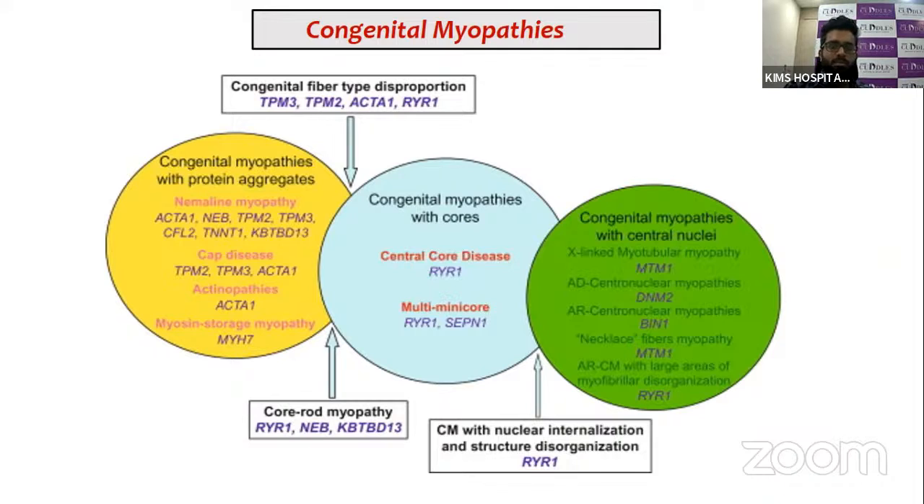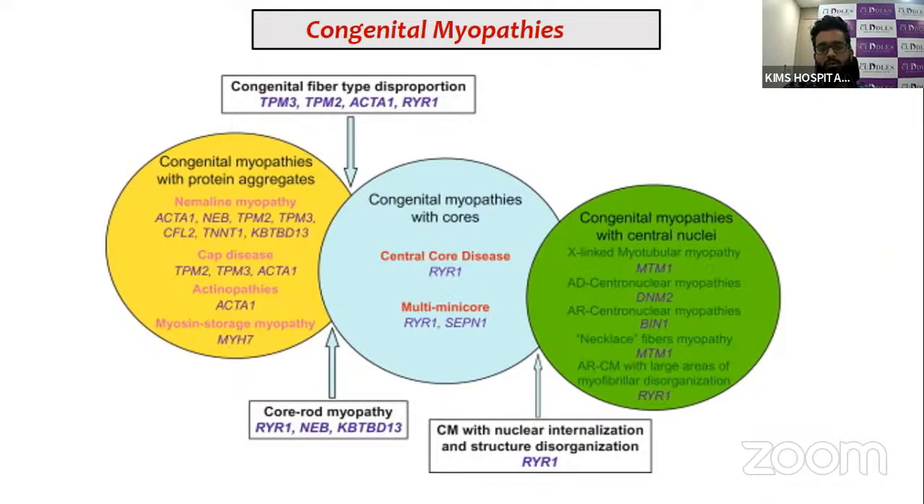Back then, when genetics was not available, the diagnosis of congenital myopathy needed a muscle biopsy. So all these names are basically based on histopathology. If you see congenital myopathy with cores, you have central core, multi-core and multi-mini core. So this is a histopathological examination. Then you have congenital myopathies with central nuclei, myotubular myopathy, and congenital myopathies with protein aggregates. Nemaline myopathy is one of the commonest congenital myopathies in India. Then you have other diseases like actinopathies, CAP disease.